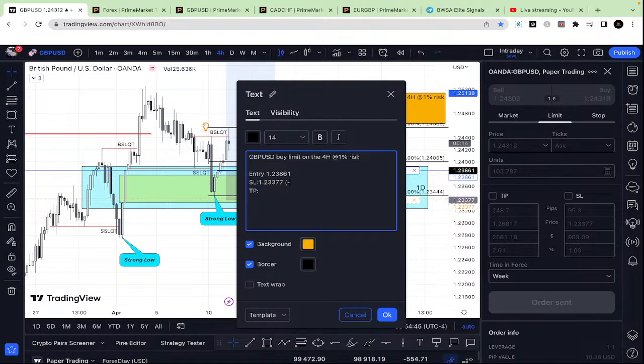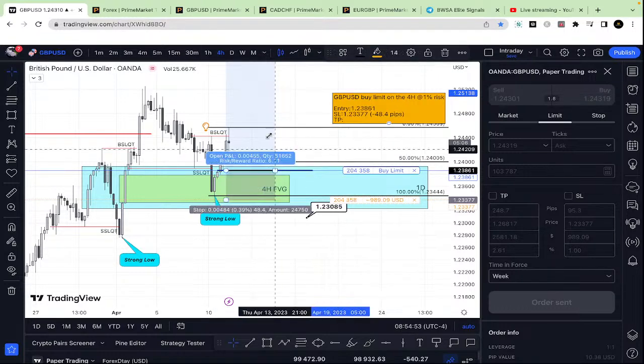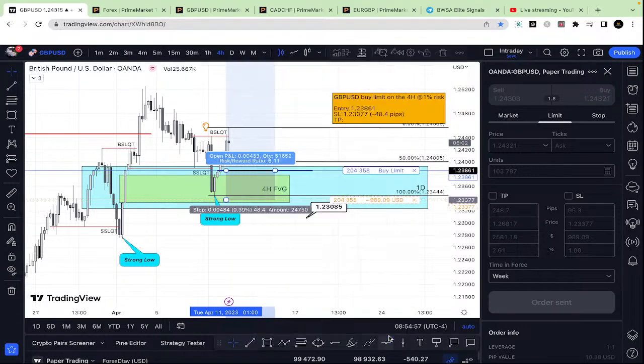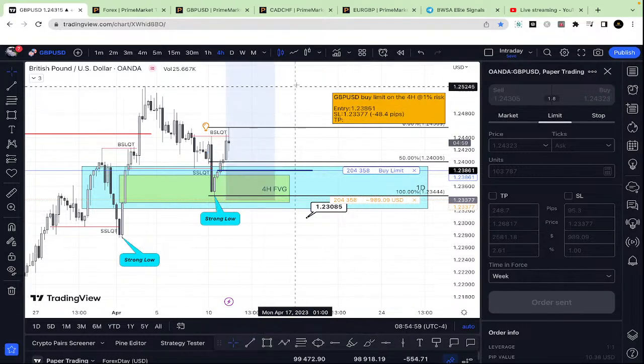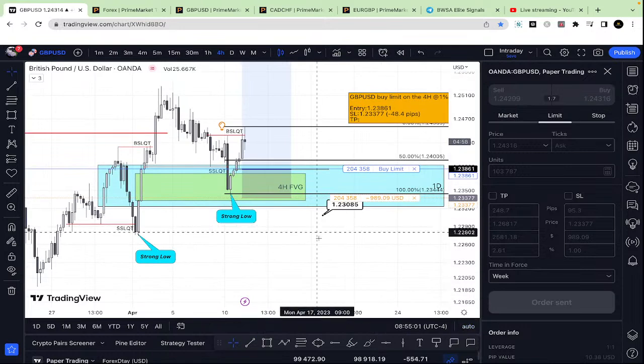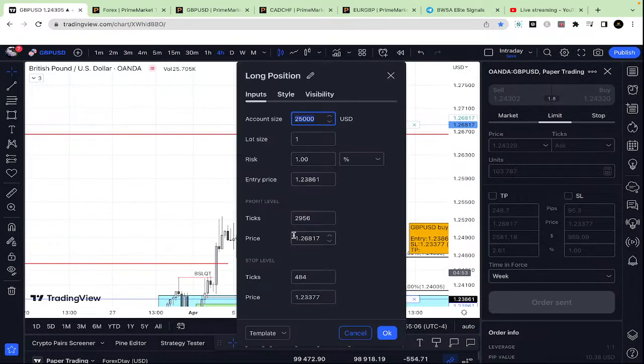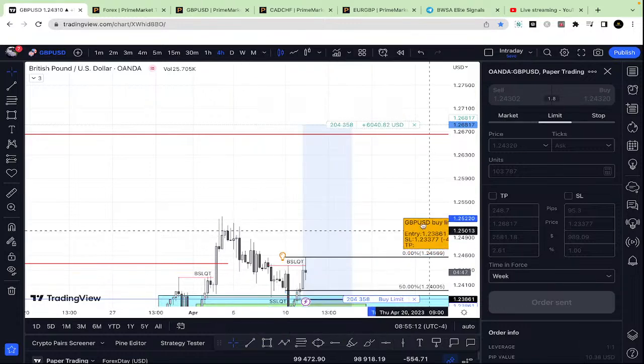Minus 48.4 pips. I like to put the pip count because there are people using lot size calculators and they need that. So profit, come and see that. And we got plus 295 pips for 48 pip risk. That's funny.